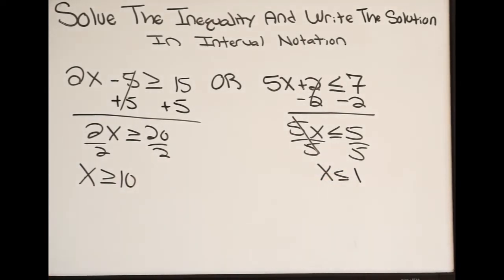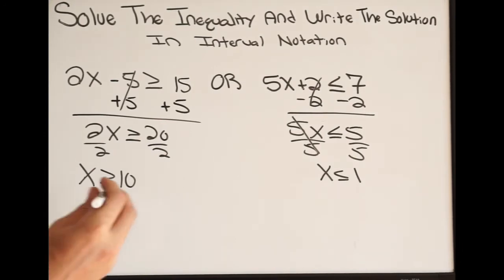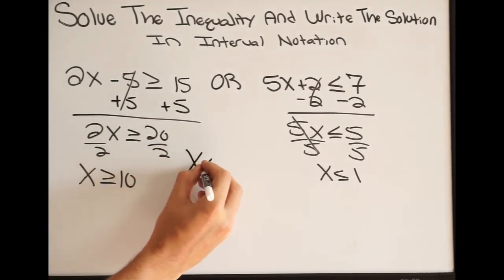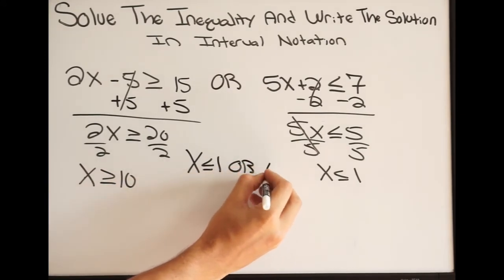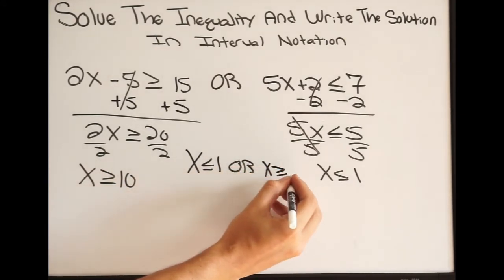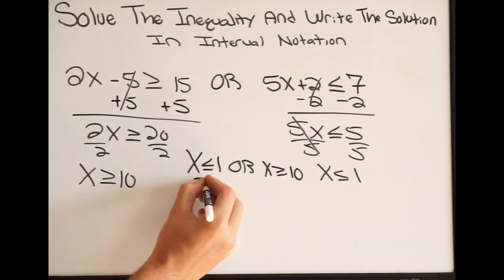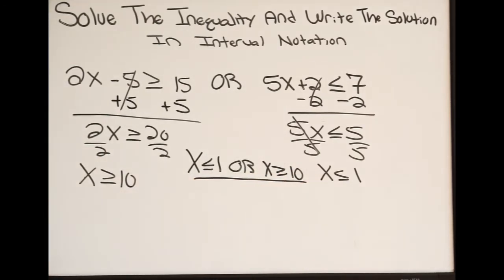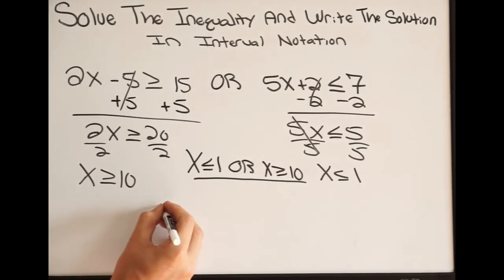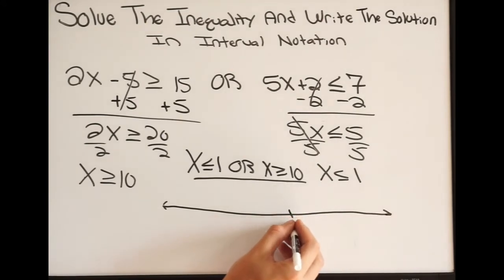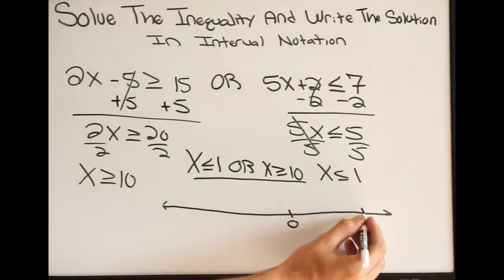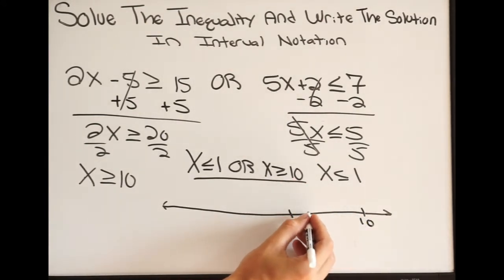Okay, so we can write our solution here. It's going to be x is less than or equal to 1, or x is greater than or equal to 10. What we want to do here is put this on a number line. So let's do that. We'll say that this is 0, this will be 10, and we'll say this is 1.